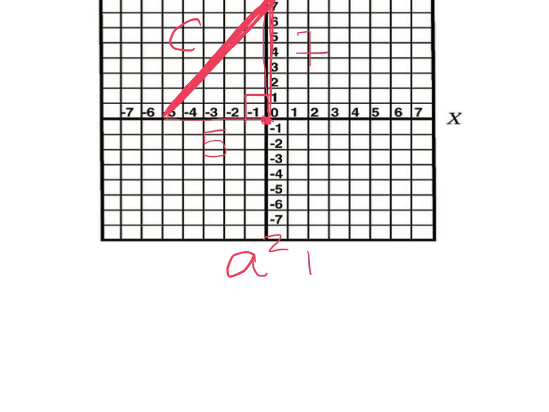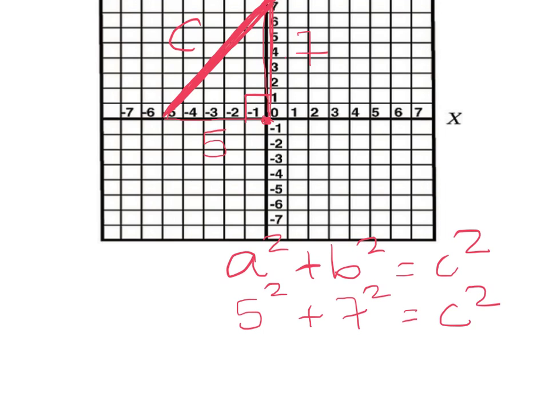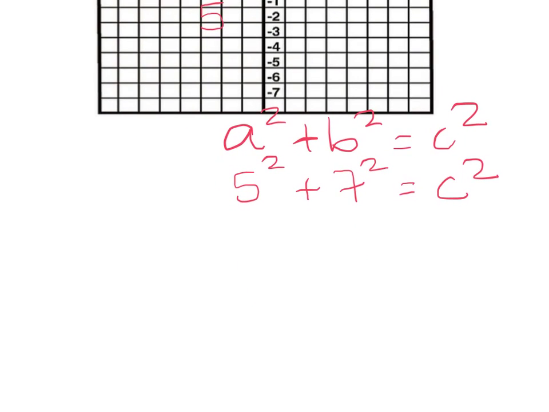Okay, knowing I have to set up a problem using the Pythagorean theorem, again, as always, I'm going to start out by writing the formula, as you should too. All right, I'm going to put 5 in for A, so I have 5 squared plus 7 squared. That's going to equal C squared. From here, I'm going to do what I do best, and I'm going to calculate using the Pythagorean theorem.